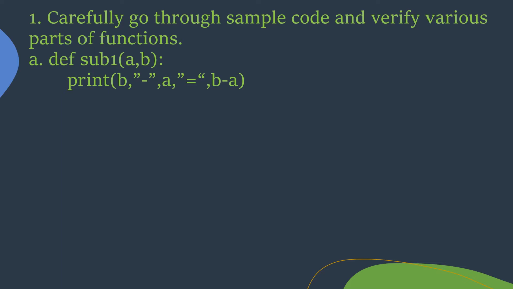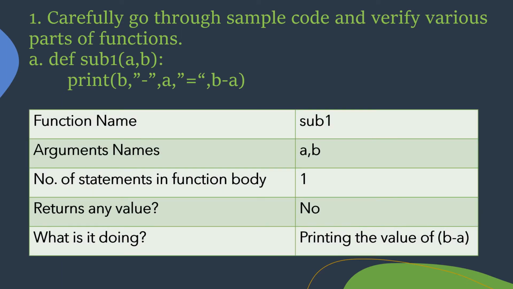There is a function def sub1 with parameters a and b, and it is printing b, comma, minus, comma, a is equal to b minus a. So here you can see the name of the function is sub1. The arguments are a and b. There are two arguments. The number of statements in the function body is 1. There is one statement, a print statement. And does it return any value? No, it doesn't return any value because there is no return statement.